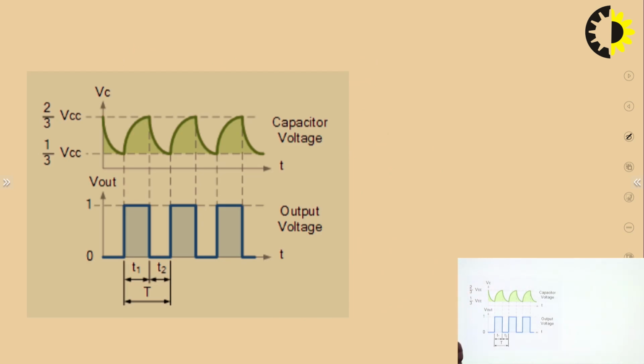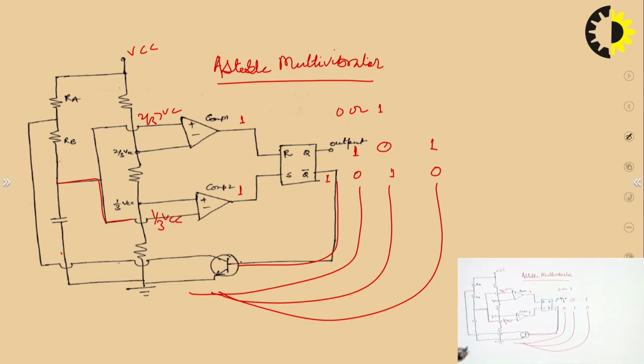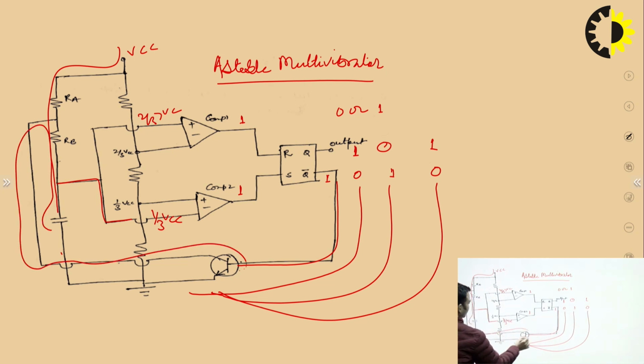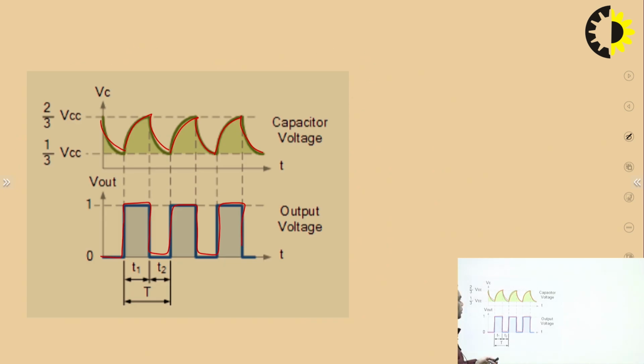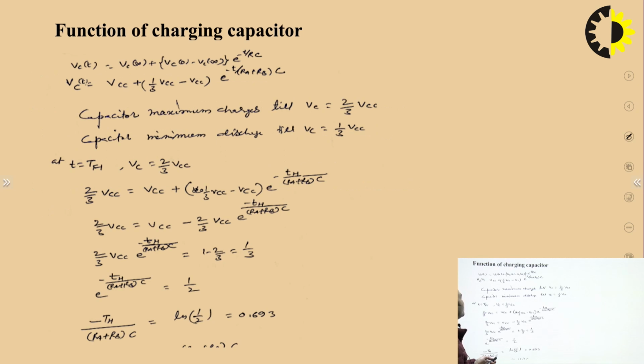This is how the voltage across capacitor will change, and this is how you will get output. And one more important thing that we need to remember is this capacitor charges through path RA and RB. That means for charging, RA and RB play an important role, and while discharging, see, this is the path for discharging, only RB will come into existence. So actually, we will find out T1 and T2. That means we will find out the charging and discharging time.